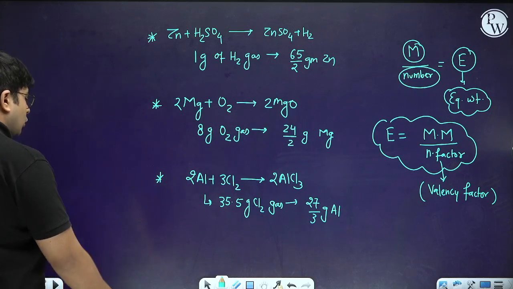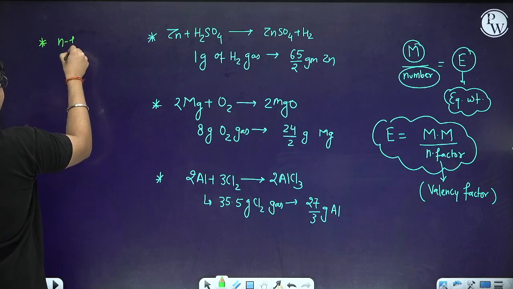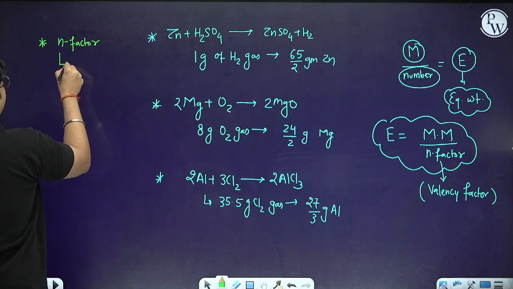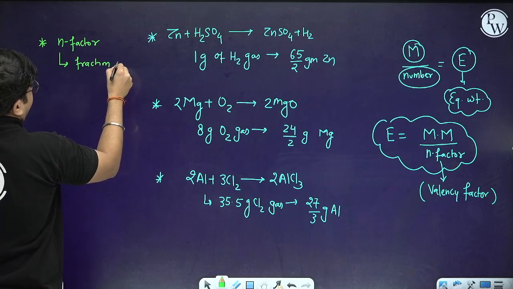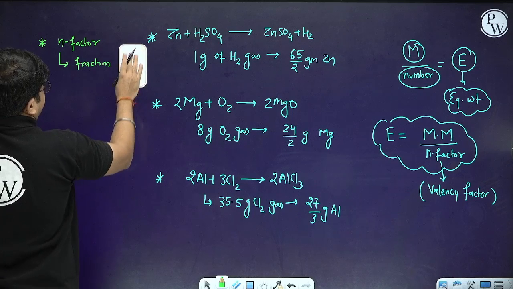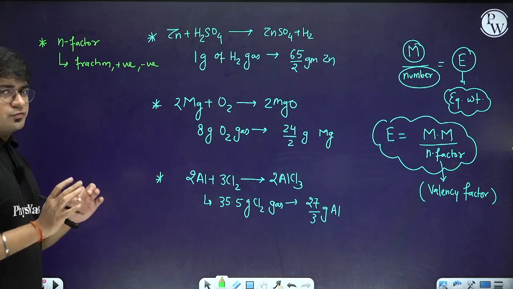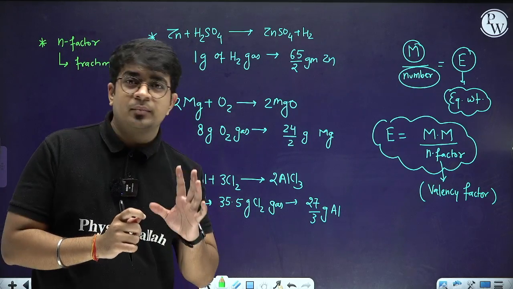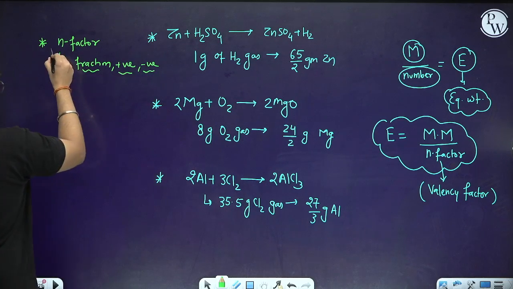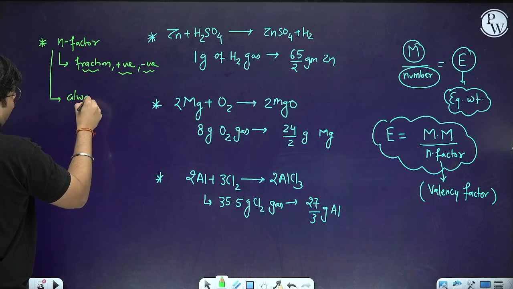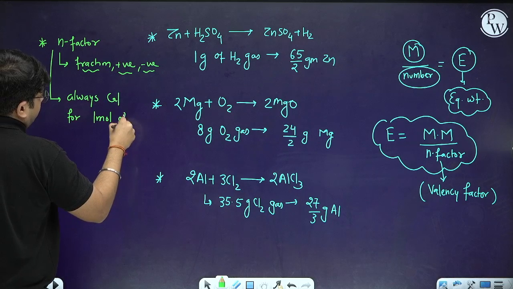Now, always remember one thing, that n factor, first of all, can be in a fraction, can be a positive number, can be a negative number, because we need only the number. So, it can be positive, it can be negative, it can be in a fraction. So, nothing to worry about. But n factor is always calculated for 1 mole of species.